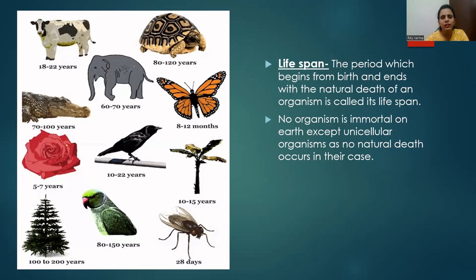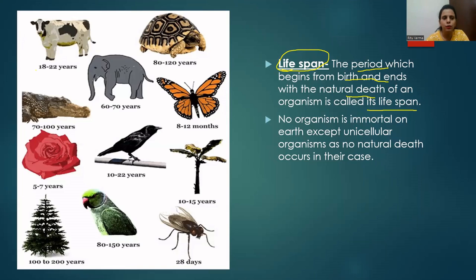Now, if the death is natural, then the time period between the birth and the death of an organism is known as lifespan. So you can see it's written here, lifespan. Lifespan is nothing but the time period which begins from the birth and ends with the natural death of an organism. So for example, you can look here at the picture.